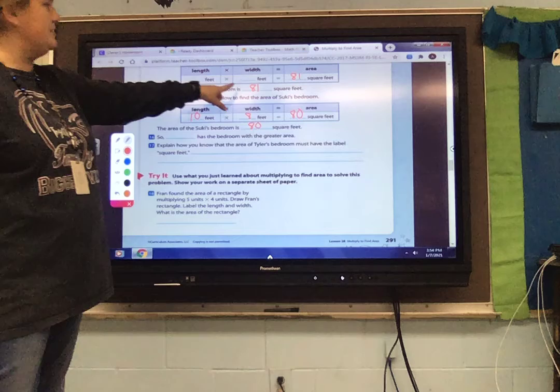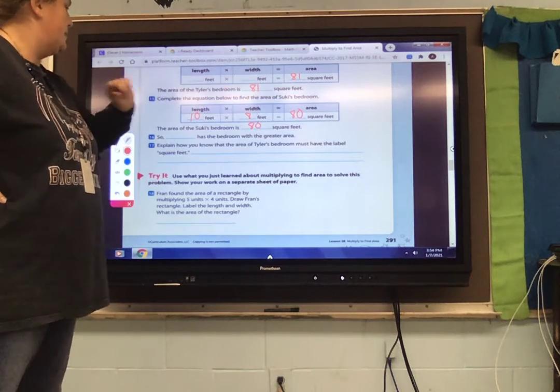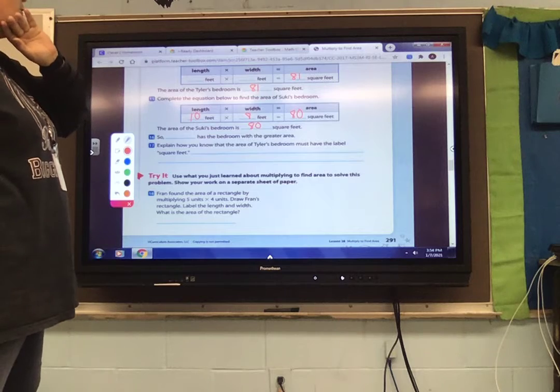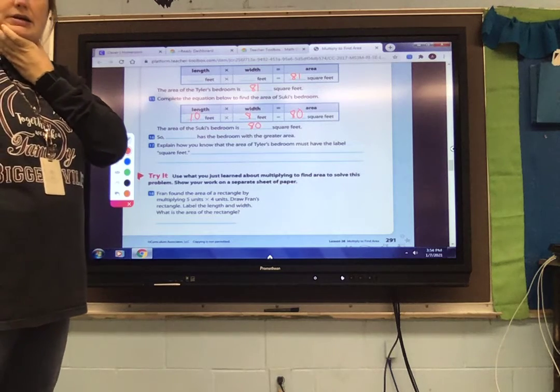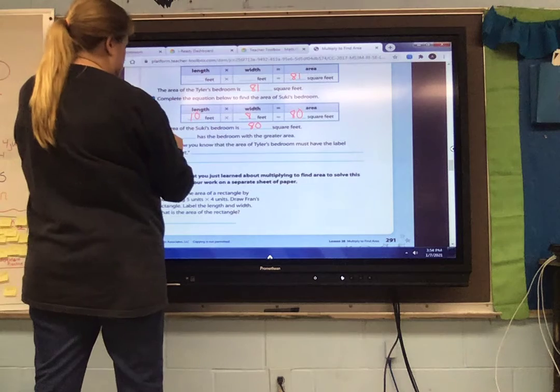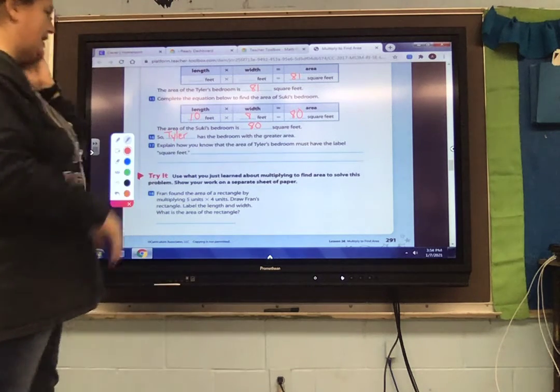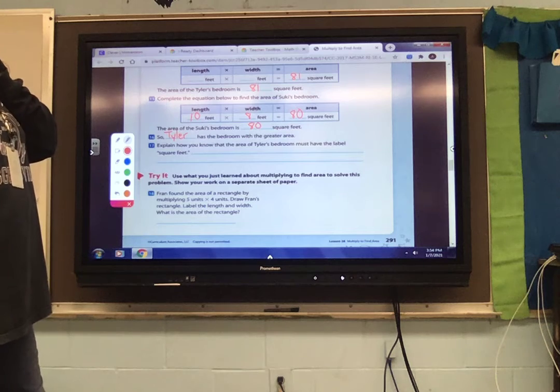So let's look at our number. Tyler's was 81. Suki was 80. So whose bedroom is the greatest? Tyler's. Tyler has a larger number than Suki does. So Tyler has the bedroom with the greater area.